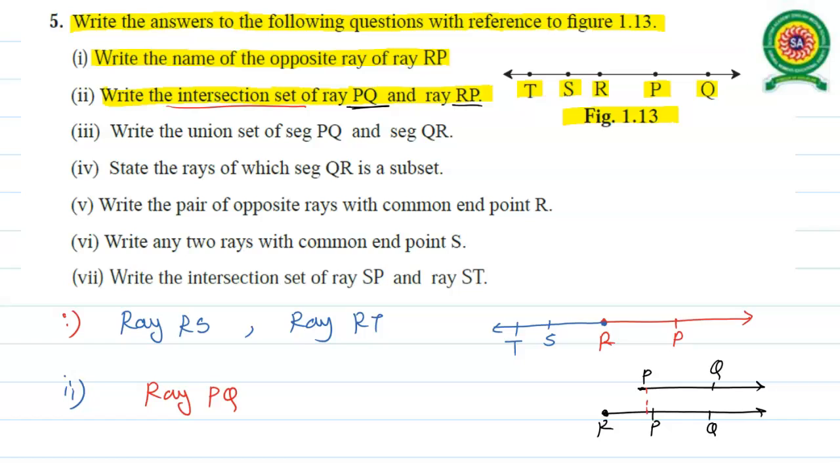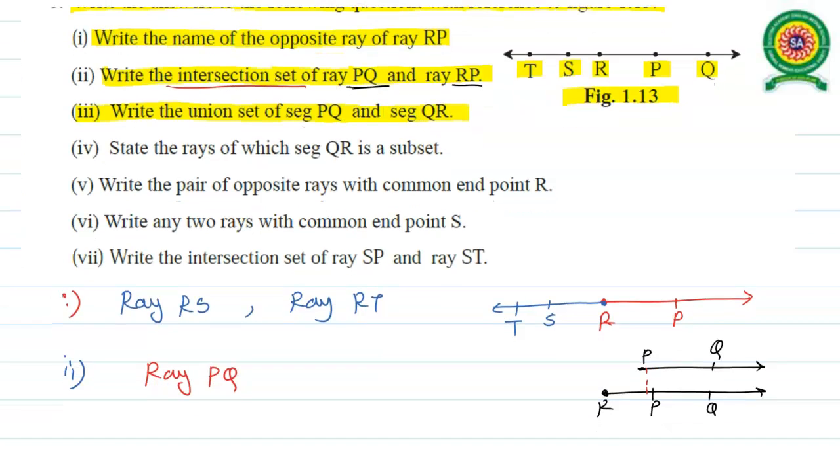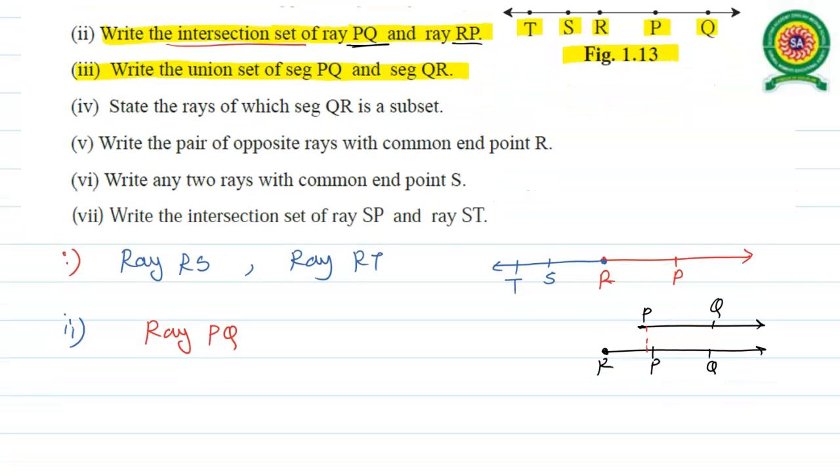Now we have the third sub question, of the form: write the union set of segment PQ and segment QR. So let's try to draw segment PQ and segment QR. Here we have a P, here we have a Q, and now let me draw QR. Here we have a Q, and somewhere before P we have R. So this is RQ. So we have to write now the union set.